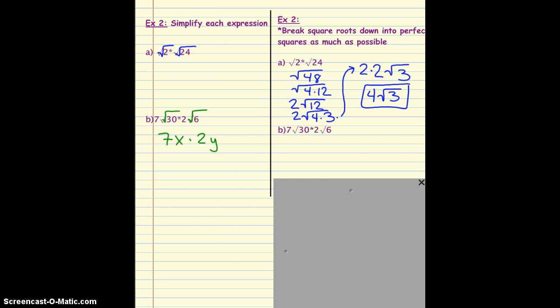Can we multiply 7x times 2y? Sure, just like we can multiply these. We multiply the whole numbers together, and then we multiply the variables. We're going to do that same thing with our square roots. We're going to multiply the whole numbers, 7 times 2, to get 14. Then we're going to do the square root, and we're going to multiply 30 times 6 to get 180.